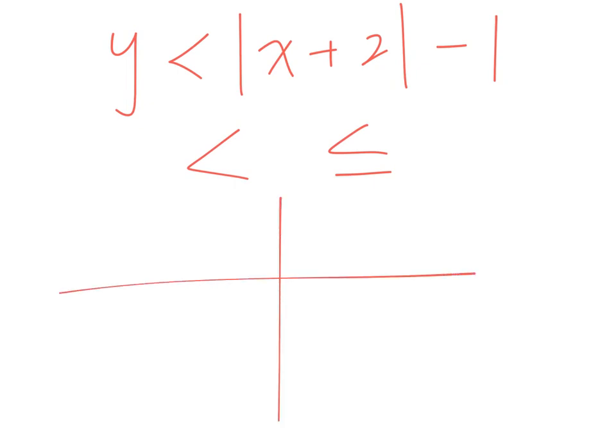So vertex is -1. All right. -2, -1. And we're gonna go up one. So basically, it's like this. However, it's not equal to, so we don't put a solid line. It's less than, so we shade down.